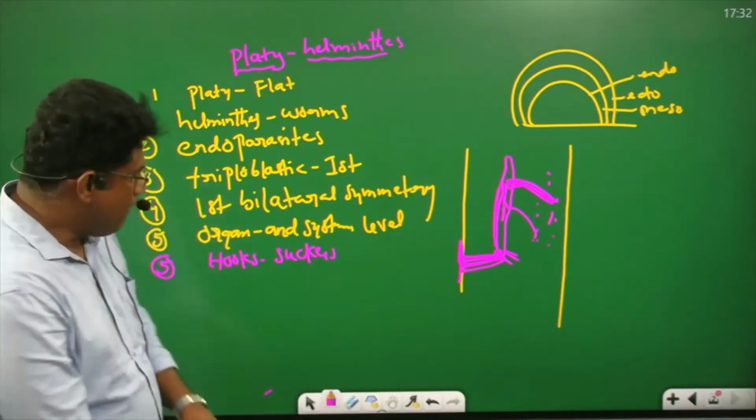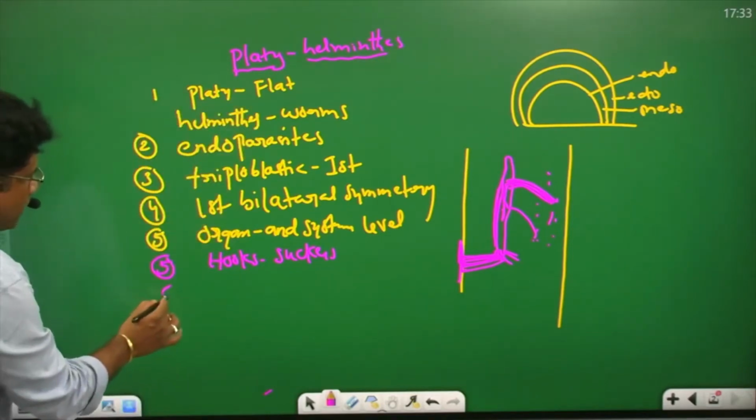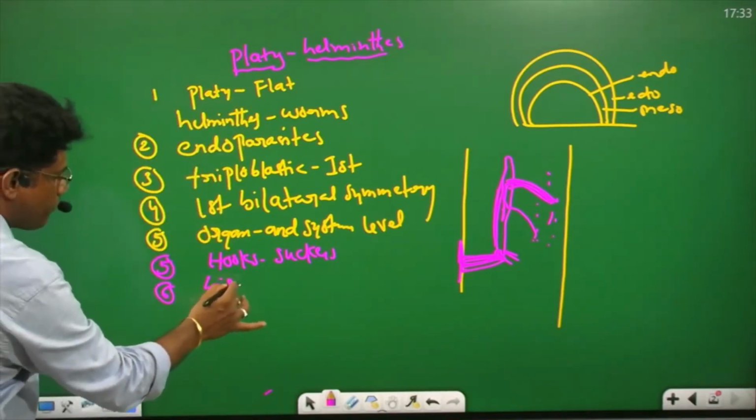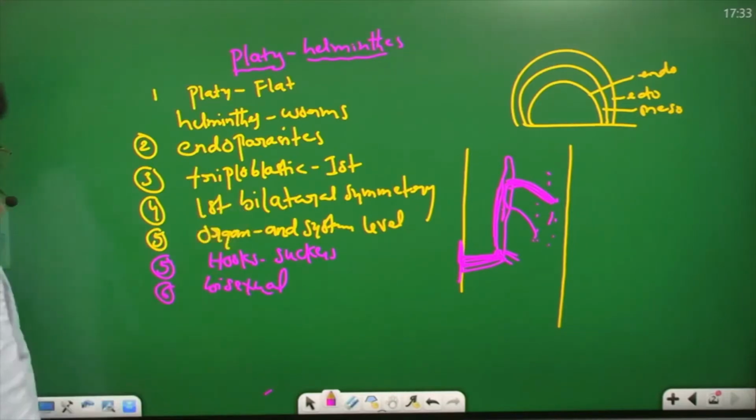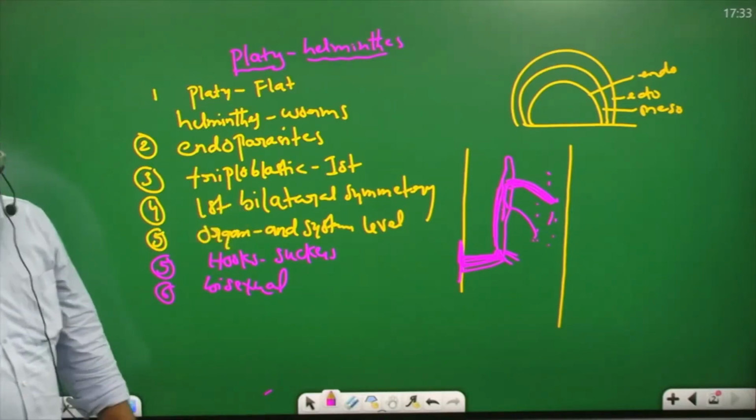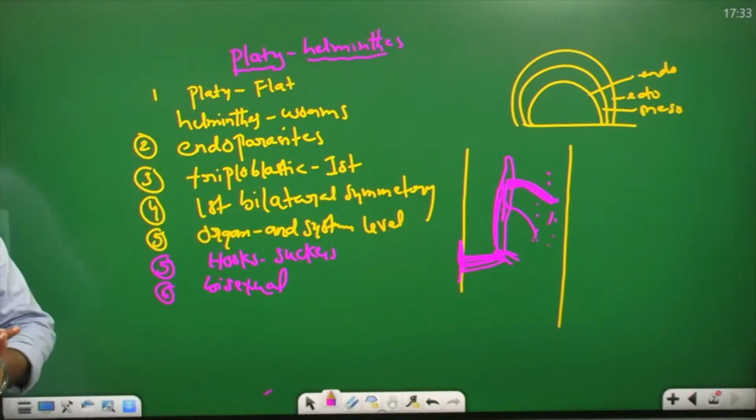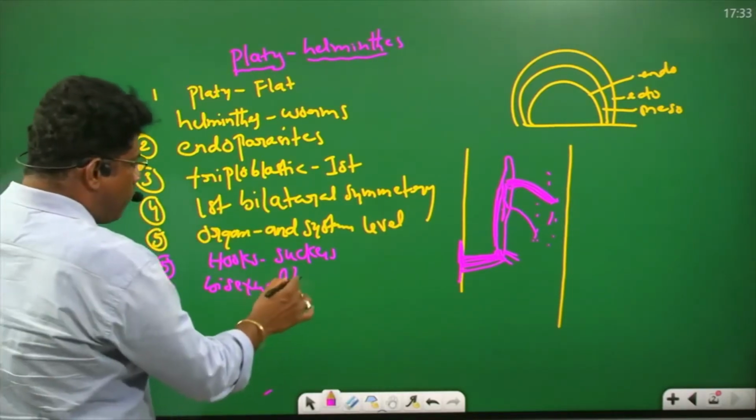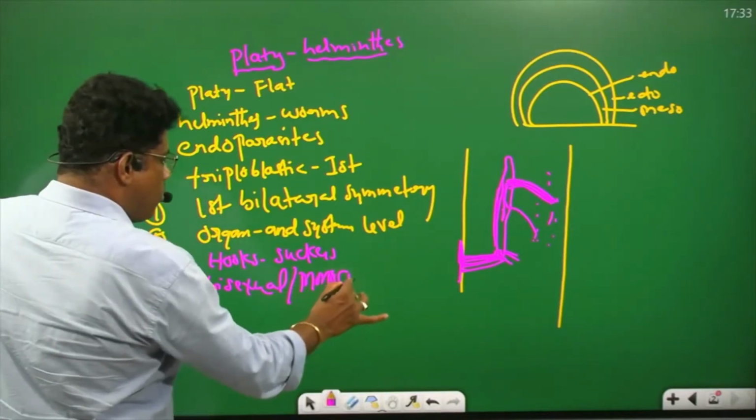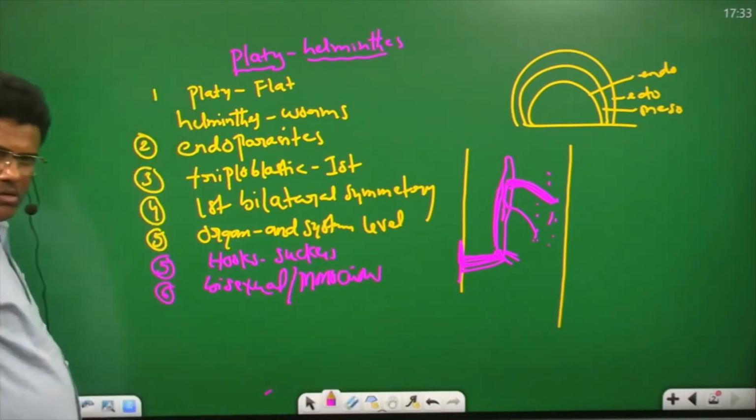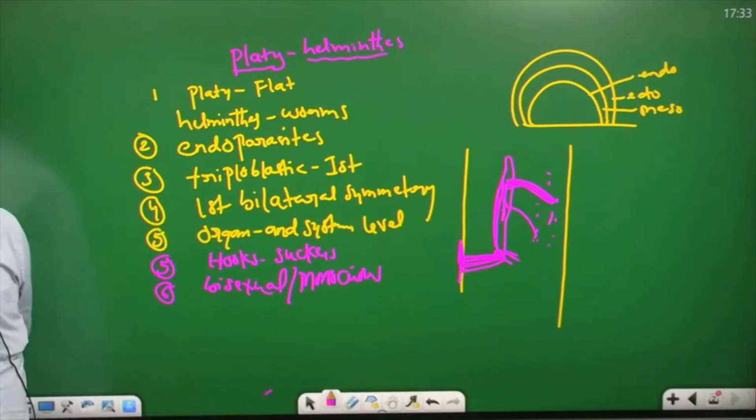You understand? Parasites, platyhelminthes organisms, are bisexual. Bisexual organisms. Bisexual's other name is monoecious, or hermaphrodite. Both male and female reproductive organs present in one body is called bisexual, also known as monoecious, also known as hermaphrodite.